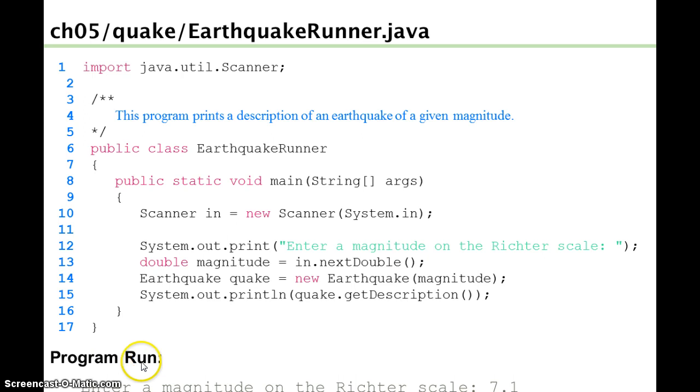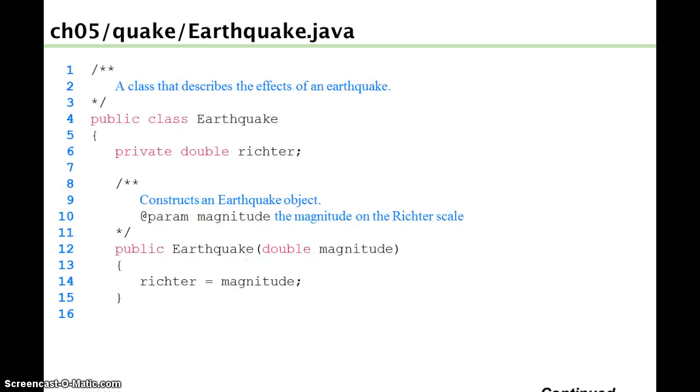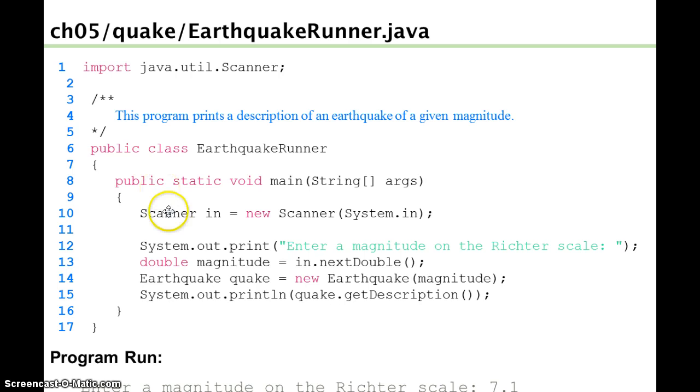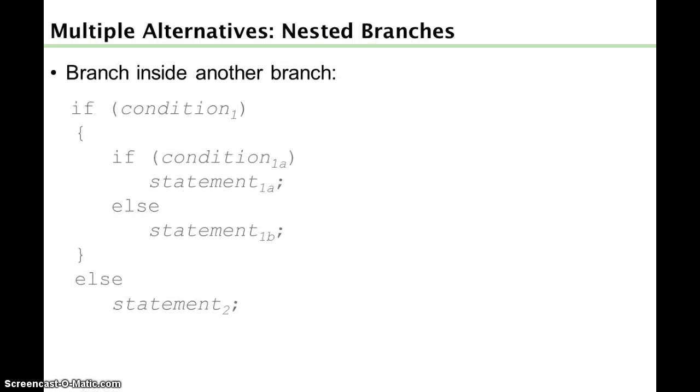So here's an example run here. Enter magnitude on the Richter scale. If they enter 7.1, then that will actually execute this portion of the if-else block. So "Many buildings destroyed" will be assigned to r, and that will be returned from that method. So "Many buildings destroyed" will be displayed to the user.